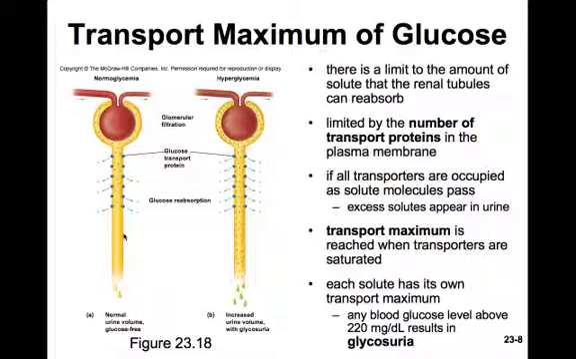Often in diabetes, we'll see that glucose levels get up to 400 or 500 milligrams per deciliter. And so we'll see glycosuria, sugar, in the urine. And that's one of the primary keys, the primary signs that diabetes may be an issue.